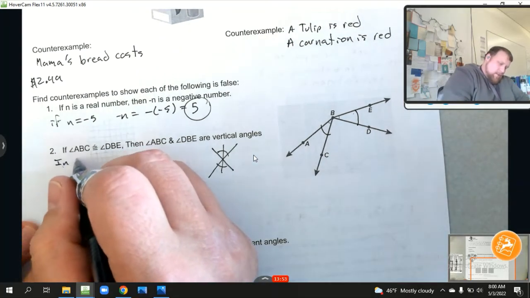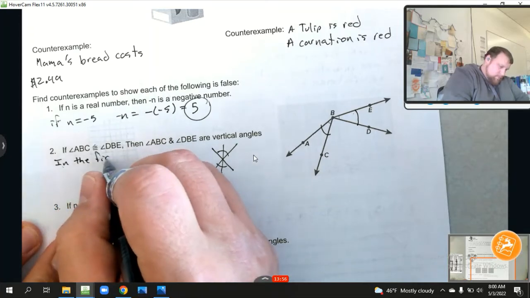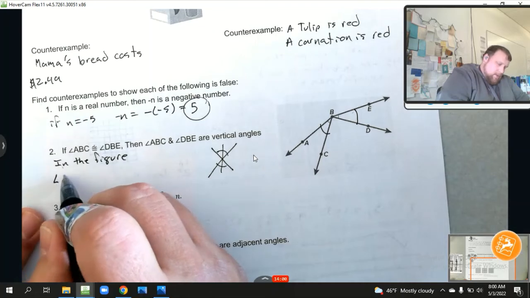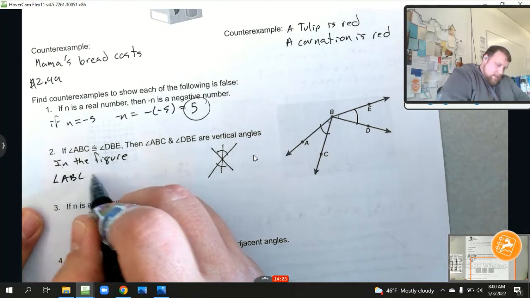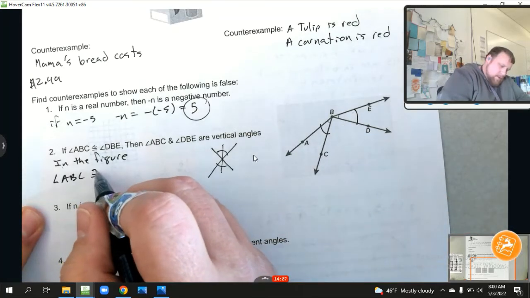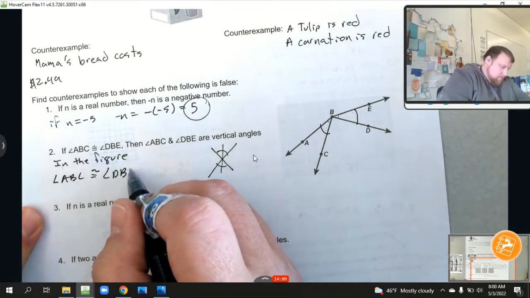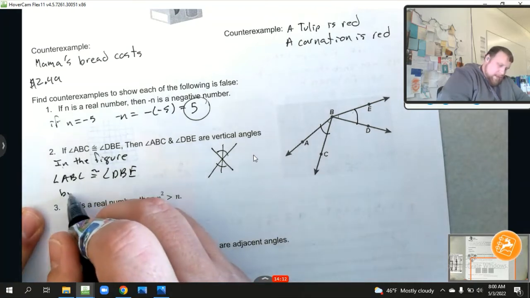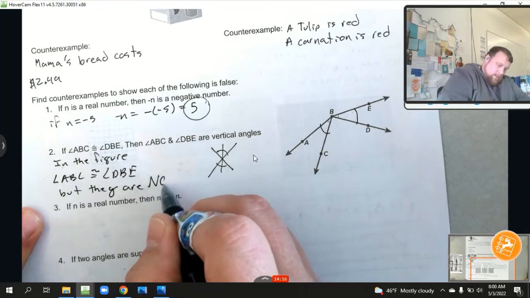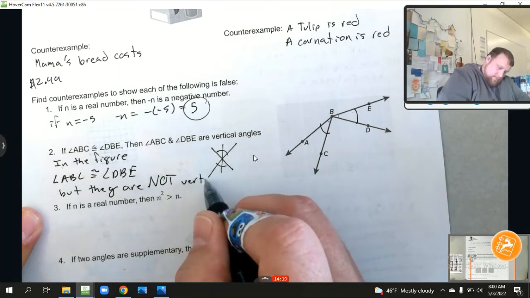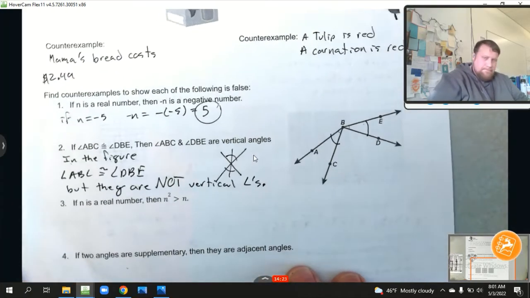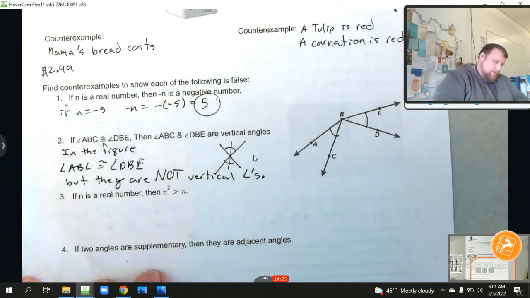So in the figure, two things are going on. Angle ABC, and we're told right here, the figure shows us these are congruent. We've set those congruent. Is congruent to angle DBE. But they are not vertical angles. Okay? So this figure actually proves it.